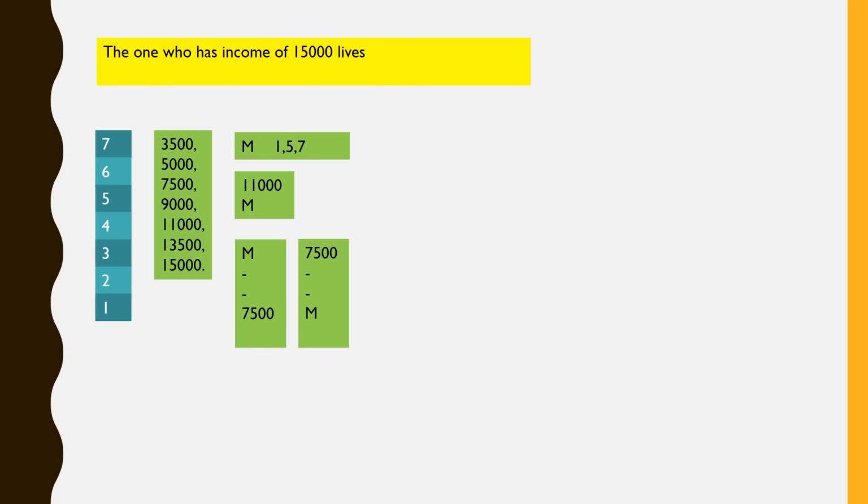The next statement is: the one who has an income of 15,000 lives on one of the odd number floors above P. Since he is living above P, he cannot live on the odd number floor 1. So the one with an income of 15,000 will live on either floor number 3, 5 or 7, and he will live above P. It is also not given that he is living immediately above P, therefore we have given 3 dots.